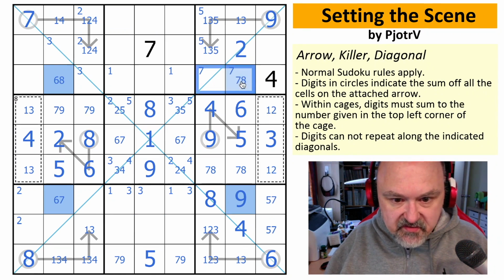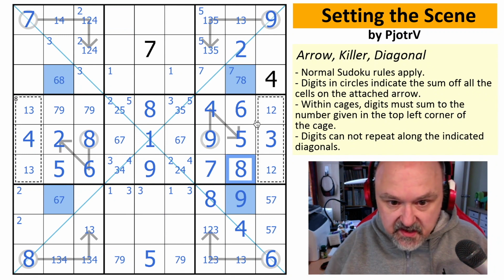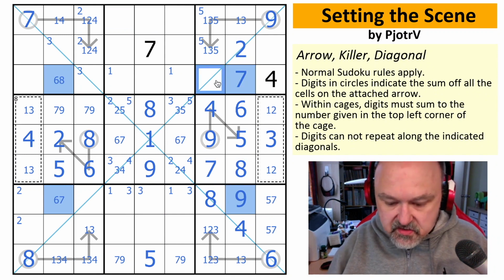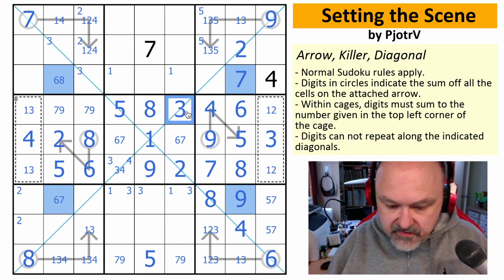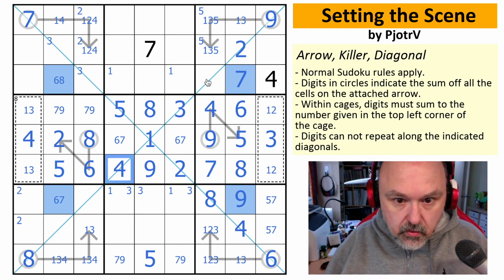So we've still got 7 to go in. Hang on. No, we don't. There's an 8 looking at that. That's a 7. That's an 8. That's a 7. That is not a 7. 4 on the diagonal. That's a 2. That's a 5. That's a 3. That's a 4.